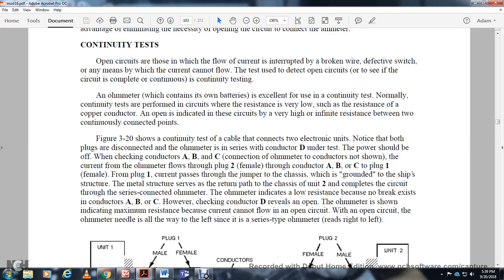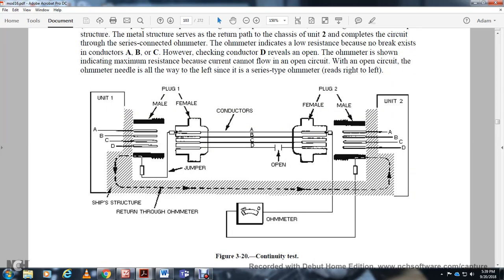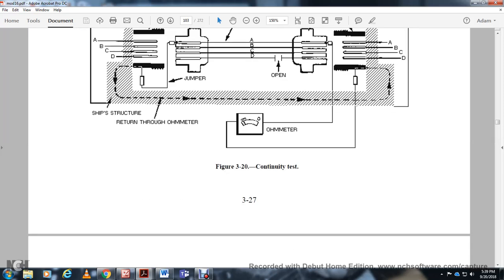The ammeter indicates low resistance, showing there is no break, and the shift across conductors A, B, and C is fine. A check on conductor D reveals an open, with the ammeter showing the maximum resistance, which means no current flows through the open circuit. The series type of ammeter reads right to left. The return path is the ship structure to the ammeter, the jumper, the main female, the conductor, the female, plug 2, main female, plug unit, line 2, continuity test.